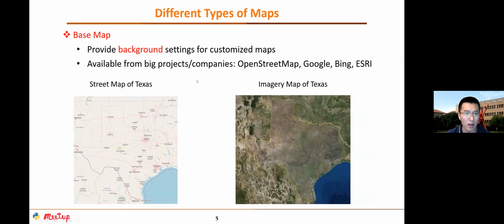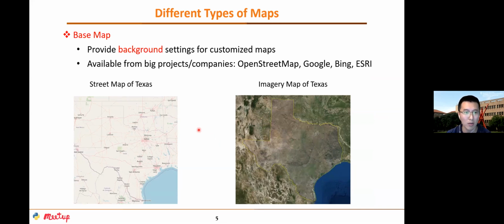So next, I want to introduce different types of maps from my understanding. One type of map is called a base map. So I'm showing the different base maps for Texas state. One is a street map of Texas. It shows the major roads and streets. On the right is a satellite imagery map. So the base map provides the background settings for some customized map.